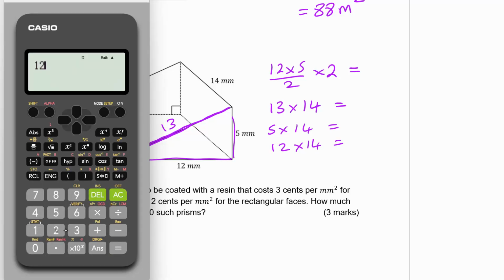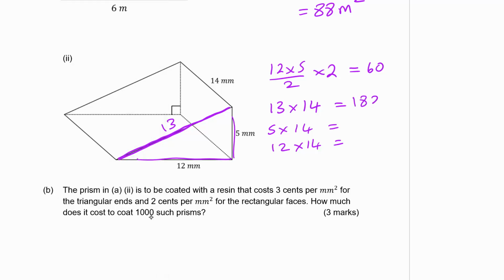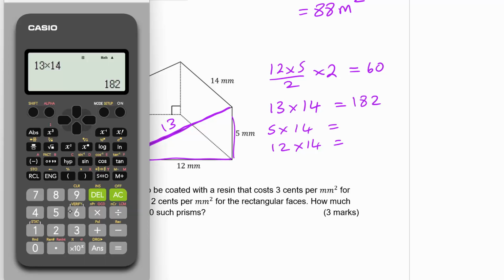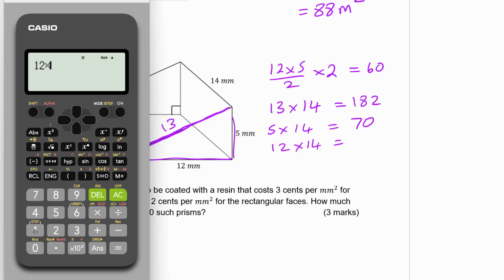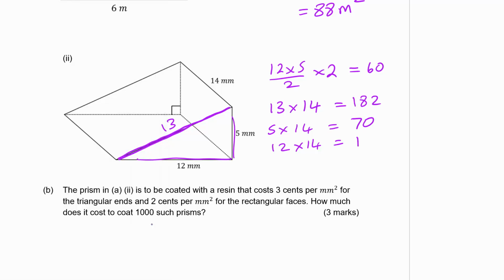So we've got 12 times 5, so that top one is 60, and then we've got 13 times 14, so that's 182. And then we've got 5 times 14, which is 70. And then we've got 12 times 14, which is 168.